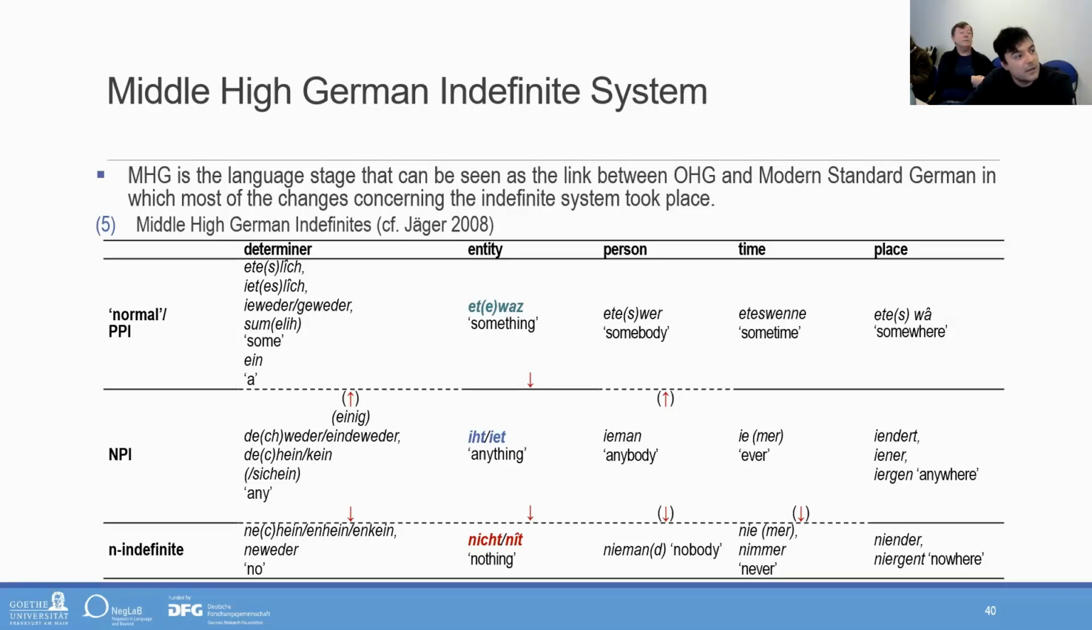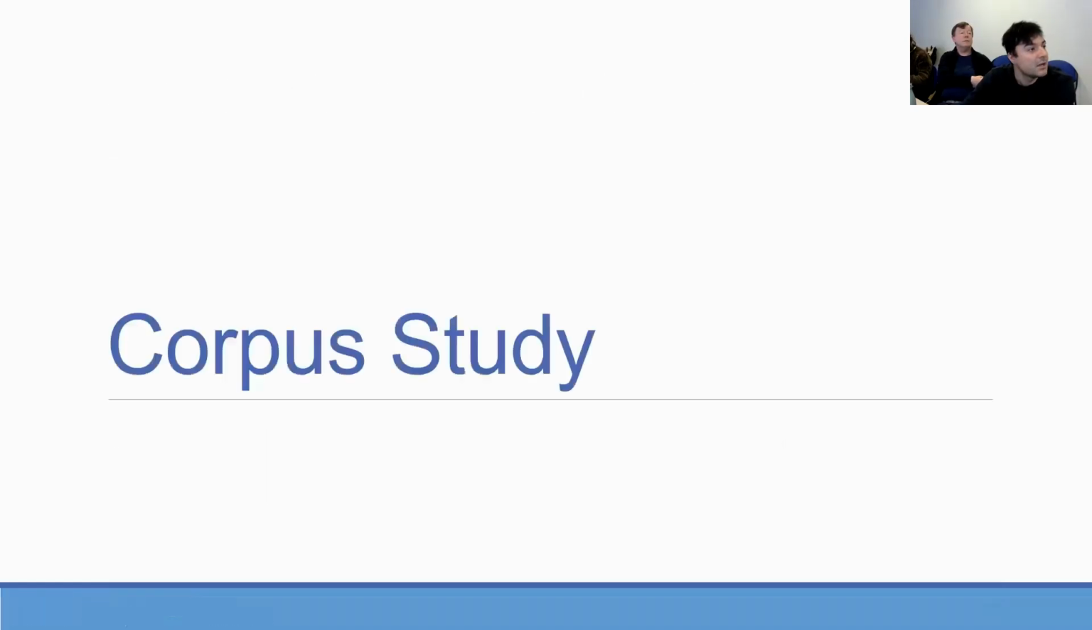And again, if you look at the indefinite pronoun for entities, we can see that in German, etwas broadened its use also to NPI contexts, and nicht was still used for the negative context, but we can also see that ich broadened its use to negative contexts, resulting in the system we have nowadays: etwas for non-negative ones and nicht for negative ones, and in some dialects, it for negation.